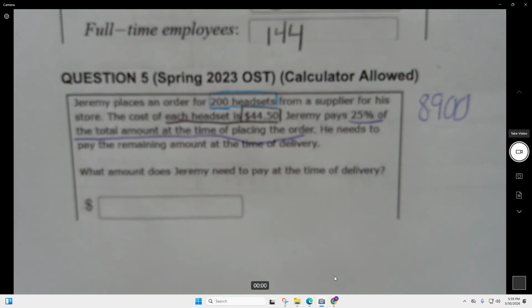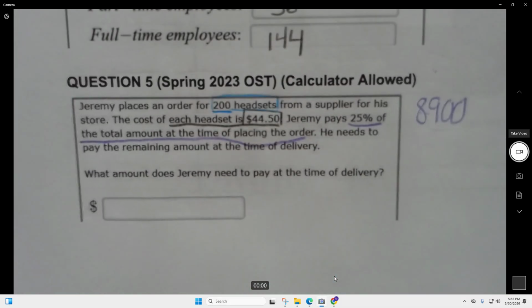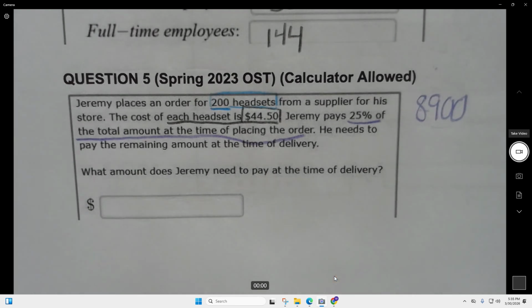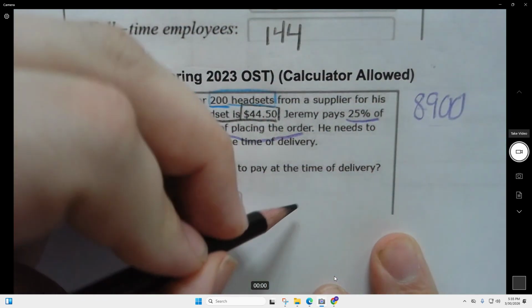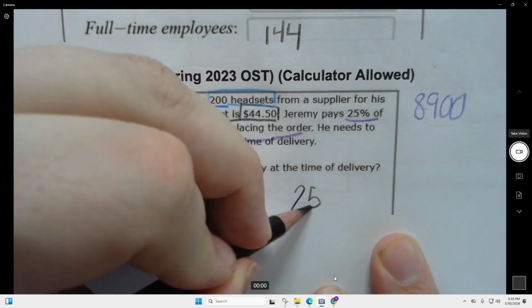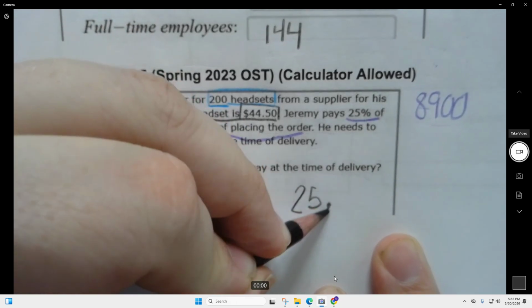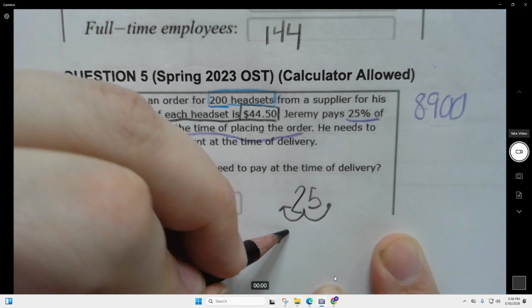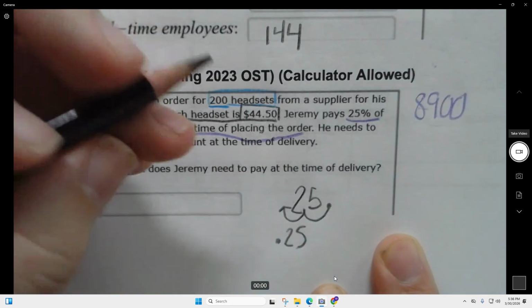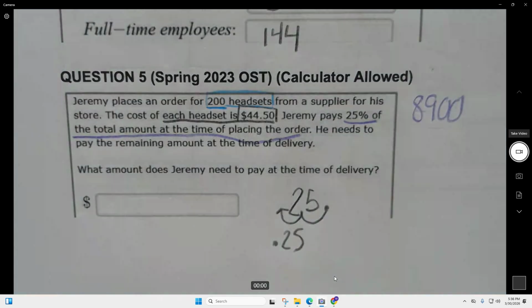So the total is $8,900. However, that is not our final answer, because he pays 25% of that at the time he placed the order. So we have to figure out what 25% of 8,900 is. Remember to find 25%, we're going to convert it to decimal form. Move it 1, 2 over to the left. And that gives us 0.25. And we're going to find what 25% of 8,900 is.